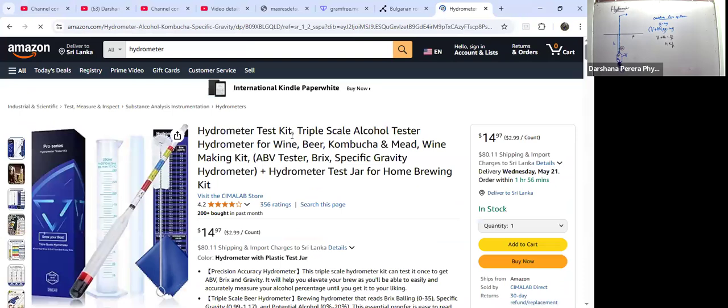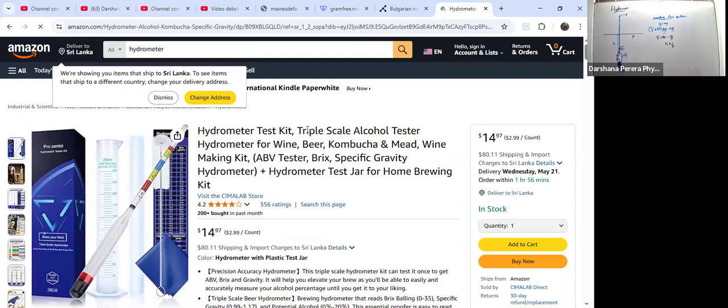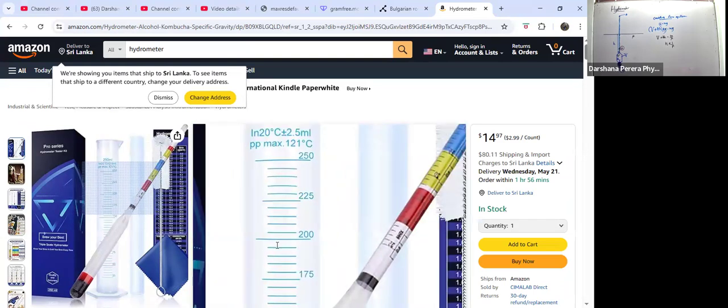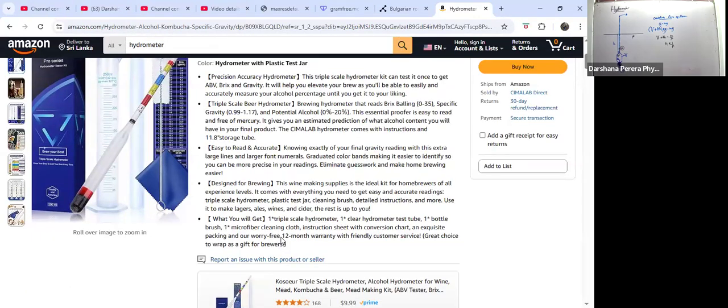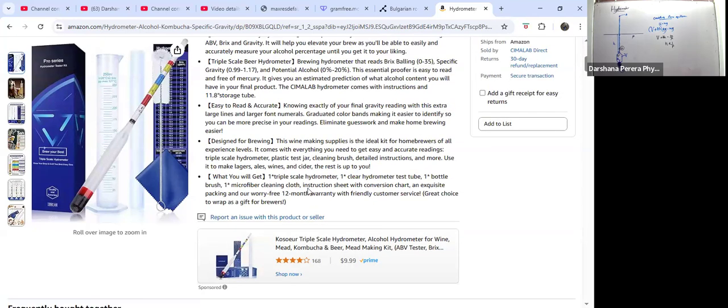It's used as a triple scale alcohol tester, a hydrometer for wine and beer, and this one for making it. That also can be bought from the supplies there. So it can be used for the hydrometer test. It is also used to measure the density of the soil.